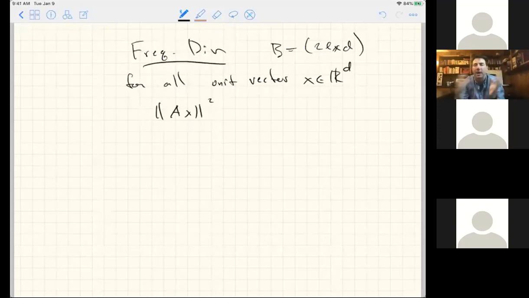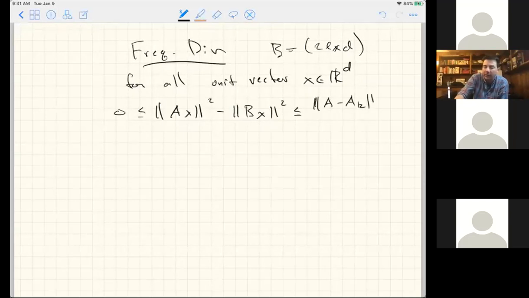I can multiply x by A and get some interpretation of how much variation there is in this direction x. I can show that I can approximate this by ||Bx||squared, and I want to know how big the difference is between them. ||Ax||squared is always going to be larger than ||Bx||squared, because I'm only shrinking the singular values of A as I compute this. But it's not going to be too much smaller. In fact, the error is bounded by the squared Frobenius norm of A minus A_k, which sums up all the squared entries after subtracting out the best rank K approximation, divided by L minus K.